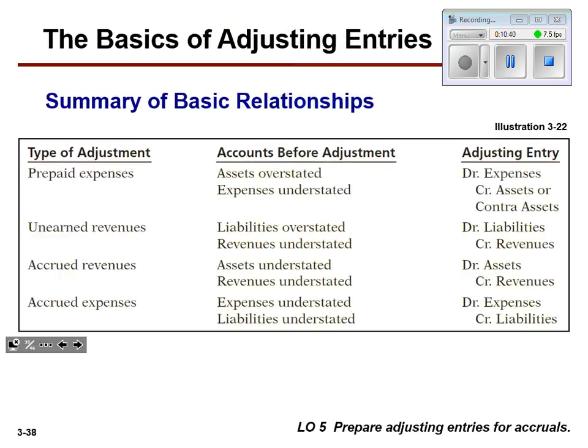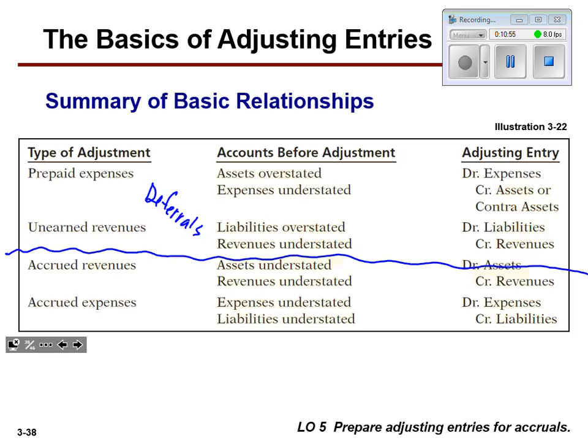This takes a look at the 4 major types of adjusting entries. These are also known as the deferrals. These, of course, are the accruals. It gives you a snapshot of what's debited, what's credited. And had we not done the adjusting entry, so the accounts before the adjustment, it talks about what would be overstated and understated.